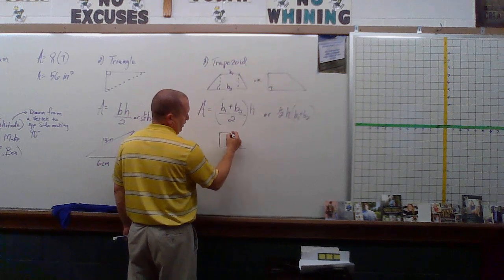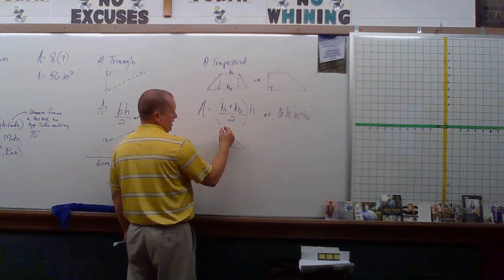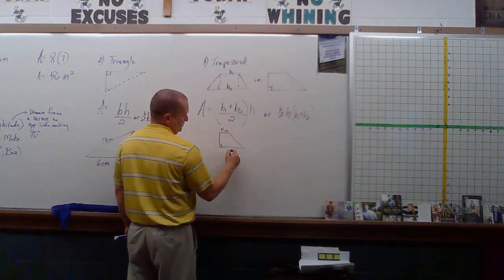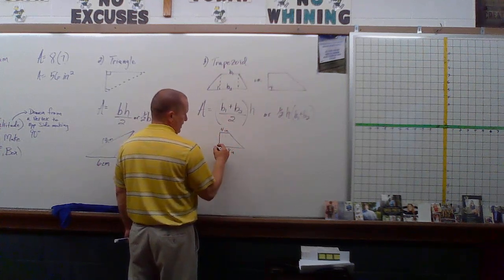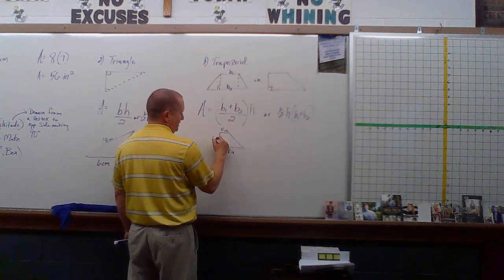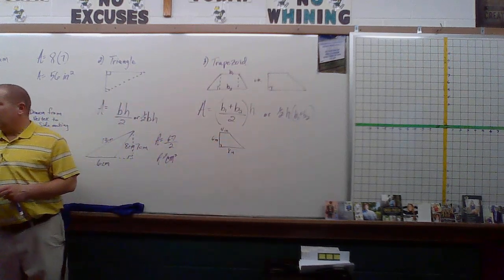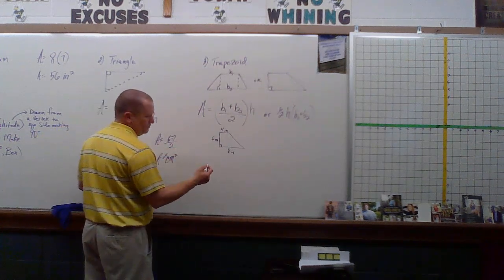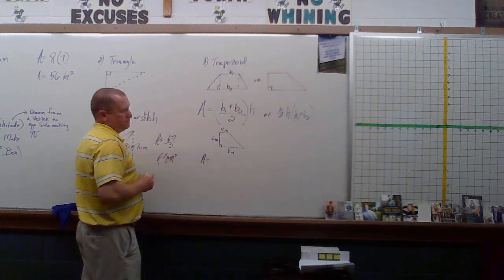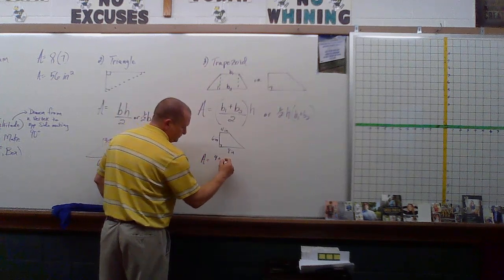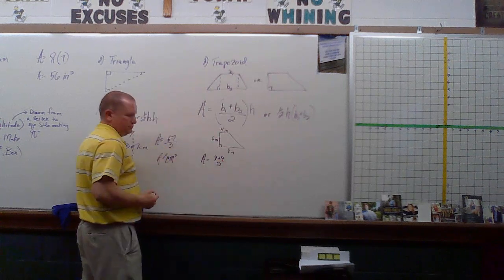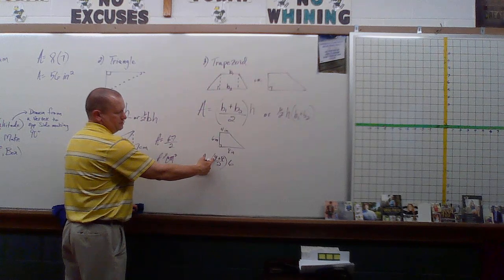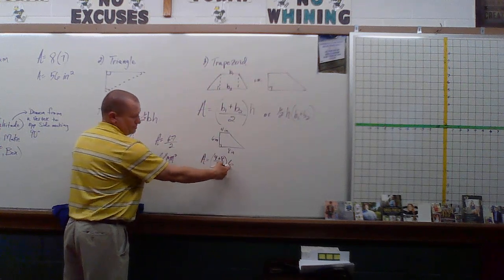Let's go to the other one and use this. And I would say that this is 4 inches. This is 8 inches. And my height over here is 6 inches. How do I know that's my height? Because it still made a 90-degree angle, right? Okay, so what's my formula? A equals (4 plus 8) divided by 2 times 6. So what's 4 plus 8? 12. 12 divided by 2? 6. 6 times 6? 36.